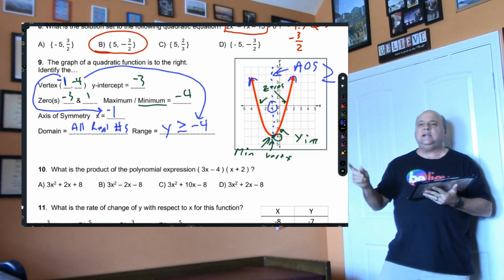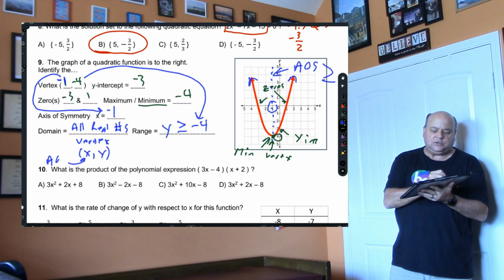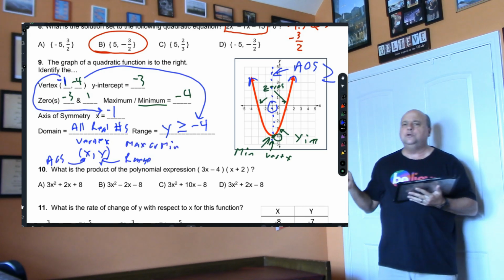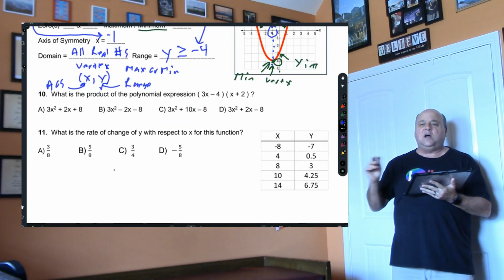So your vertex has x comma y. This will be your axis of symmetry number. This is going to be your range number, which is going to be your max or min. The vertex is a huge ordered pair in your graph. Two more problems. Fun, fun, fun.